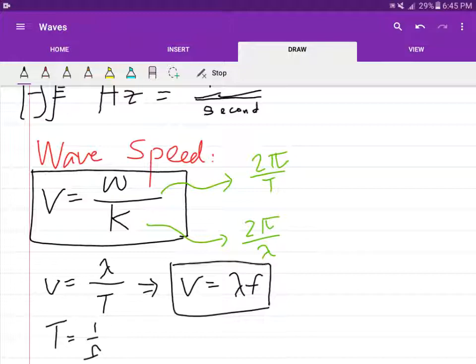So these are two ways to calculate wave speed using temporal and spatial frequencies, or lambda and just frequency.